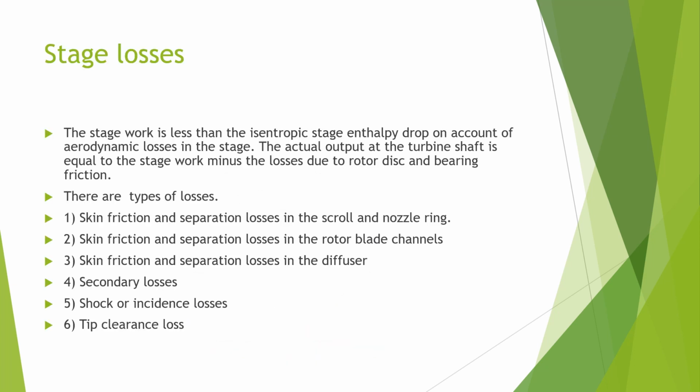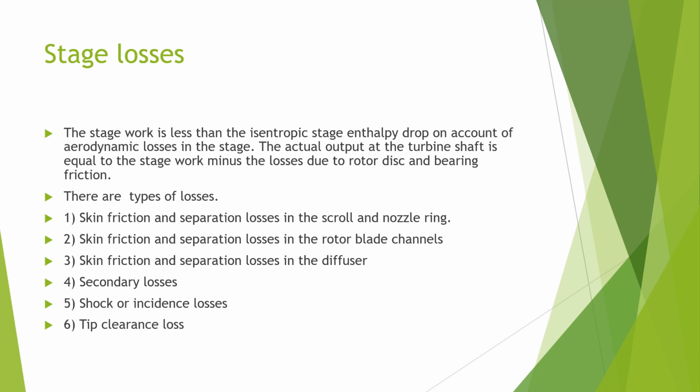Then we will talk about the stage losses which occur during the operation of a radial turbine. The stage work is less than the isentropic stage enthalpy drop on account of aerodynamic losses in the stage. The actual output at the turbine shaft is equal to the stage work minus the losses due to the rotor disc and bearing friction. There are several types of stage losses.